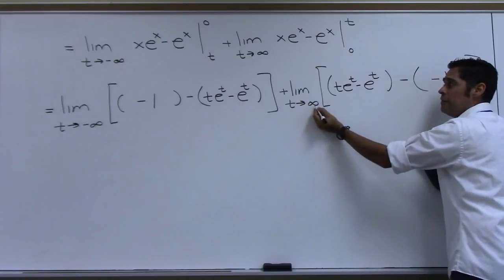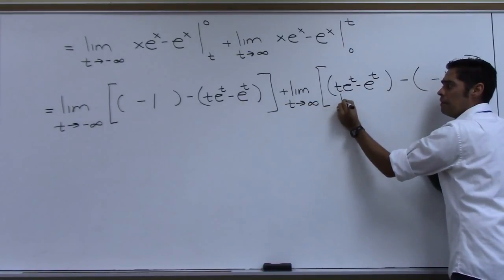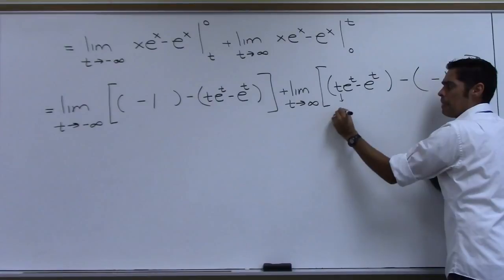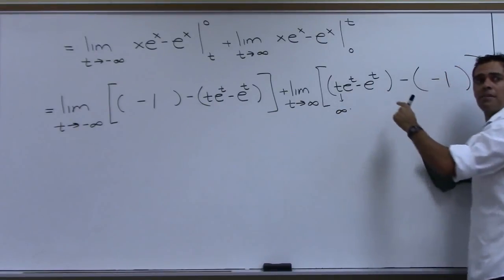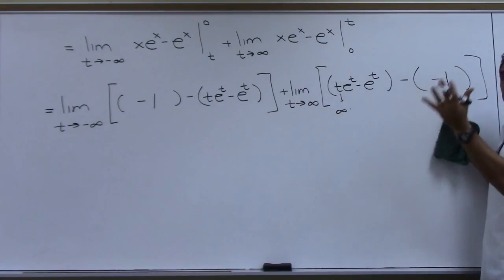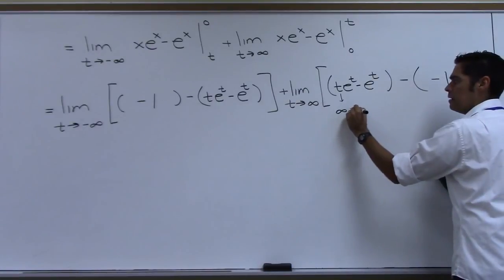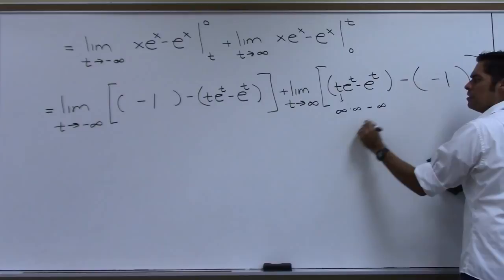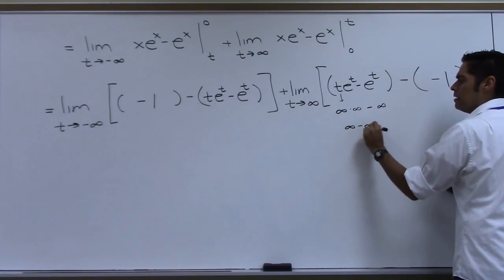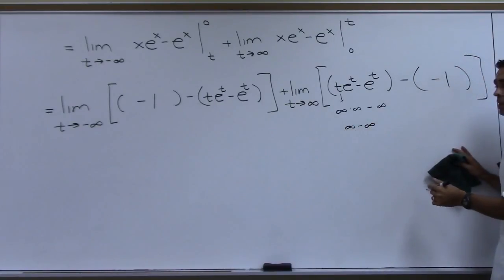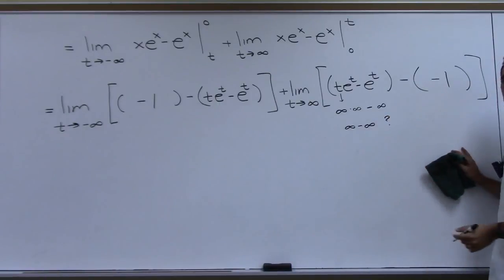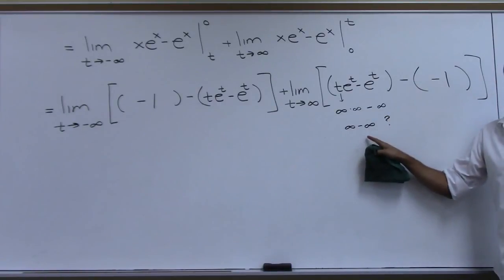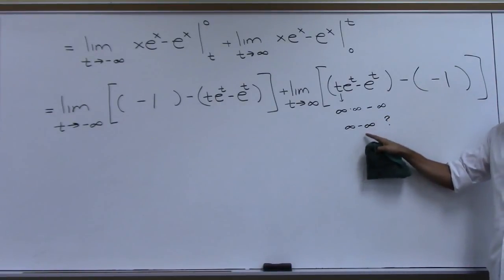T goes to positive infinity. That means this goes to what? Infinity. What's e to a huge positive number going to do? It gets big, right? This is infinity. But then we have minus infinity. So this is like infinity minus infinity. What's infinity minus infinity? I don't know, right? This is what we call an indeterminate form in Calculus 1. We actually have to investigate that further. We can't say it's 0.